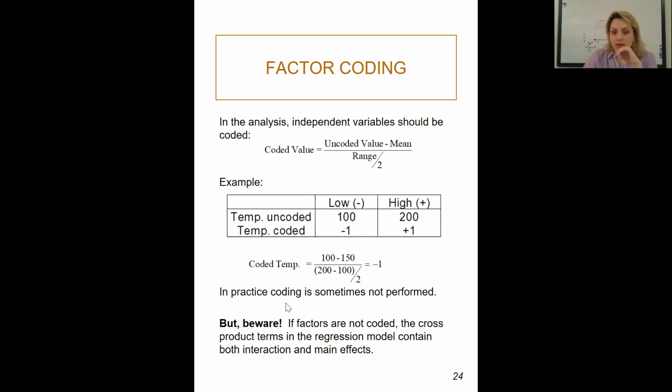So in practice, coding is sometimes not performed, like when we are working outside the university. But right now, let's do that because it's going to help us a lot to learn the concepts better. But be aware, if factors are not coded, the cross-product terms in the regression model contain both interaction and main effects. So it's very important, and it's going to help us a lot when we're working with the regression model, for instance.